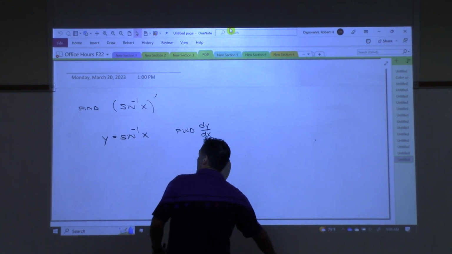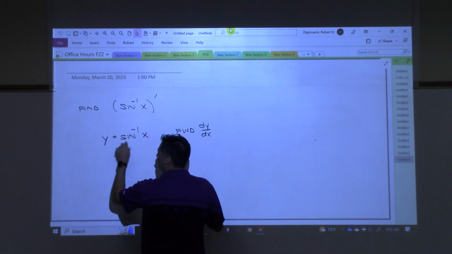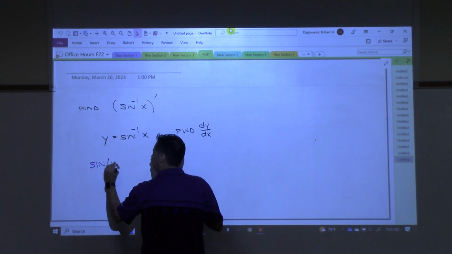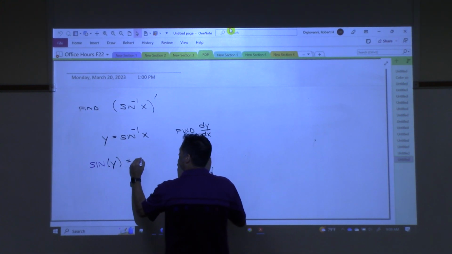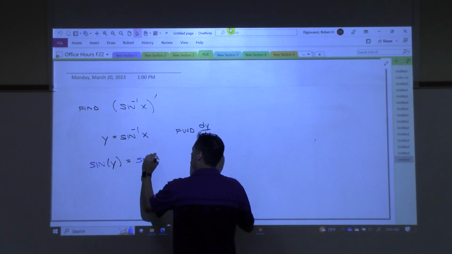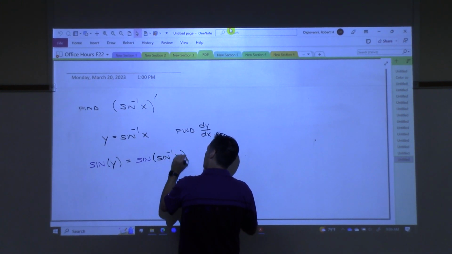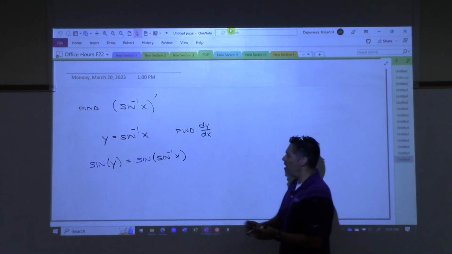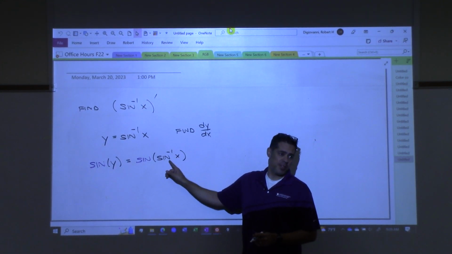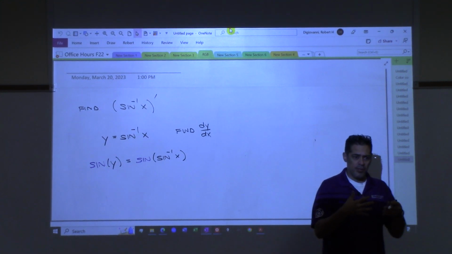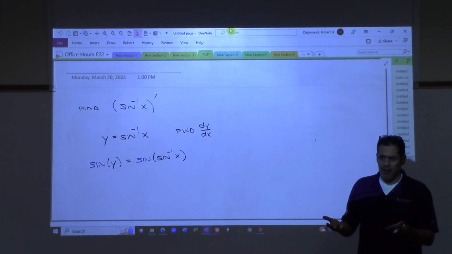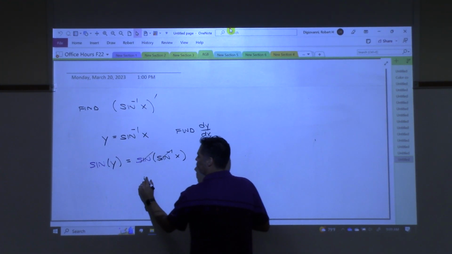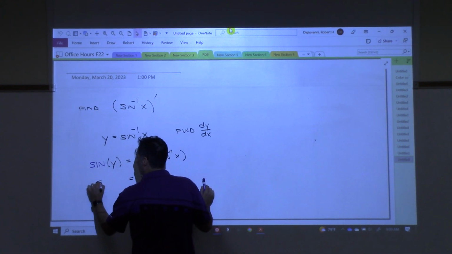What I know about inverse sine is that if I were to take this equation and take sine on the left side and take sine on the right side, what would happen on the right side? What happens when you put sine together with the inverse of sine? What happens when you put a function together with its inverse? They cancel each other out, right? And so all I get over here is what? x. So I get x over here. And over here I have sine of y.